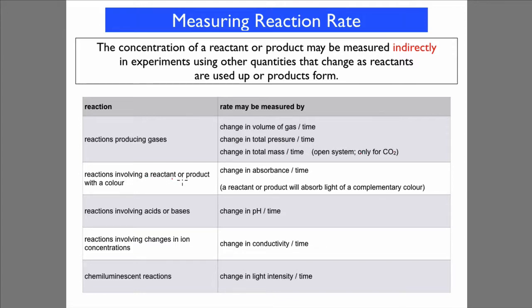Reactions involving a reactant or product with a colour, we measure the change in absorbance over time. A reactant or product will absorb light of a complementary colour. Reactions involving acids or bases, obviously we could use pH over time, change in pH. Reactions involving changes in ion concentrations, ions conduct electricity, so we can measure the change in conductivity over time. And chemiluminescent reactions, we can just measure the change in light intensity, increasing or decreasing over time.